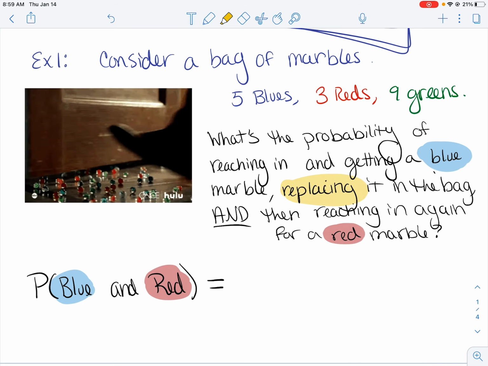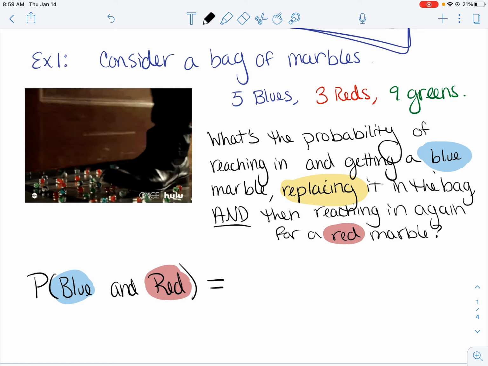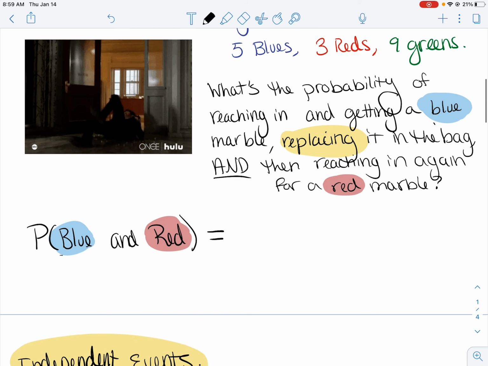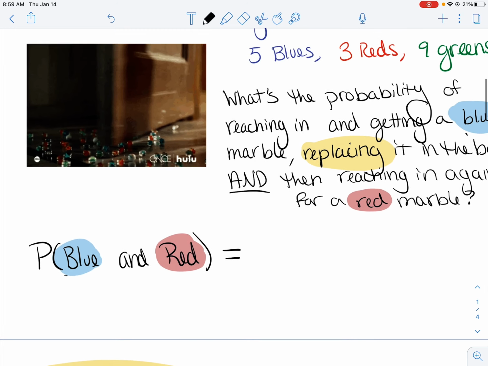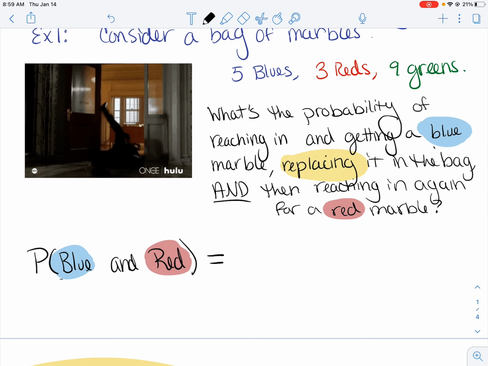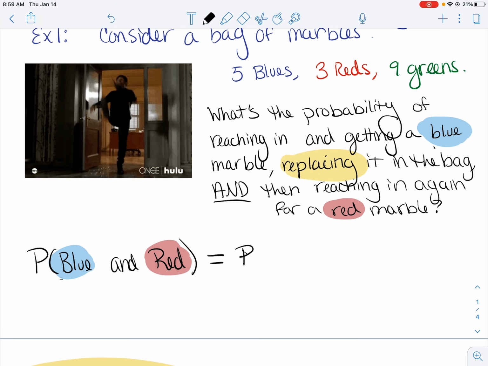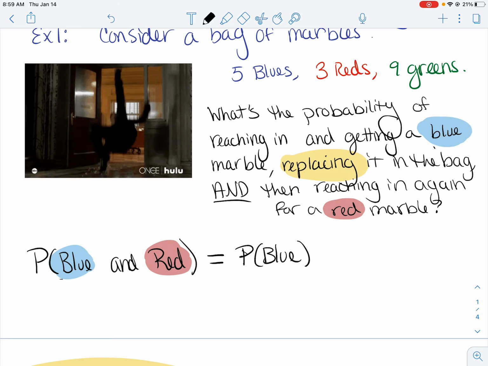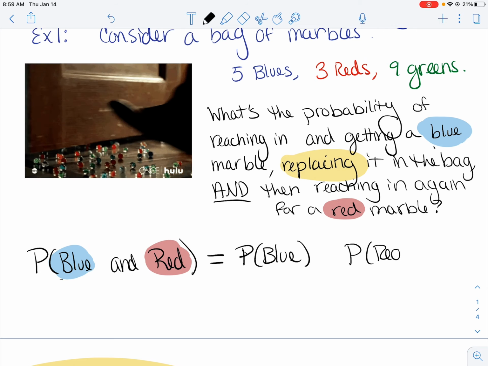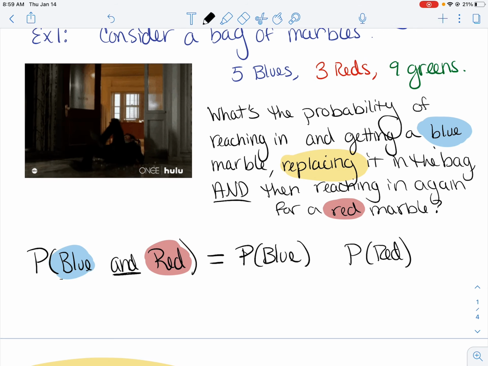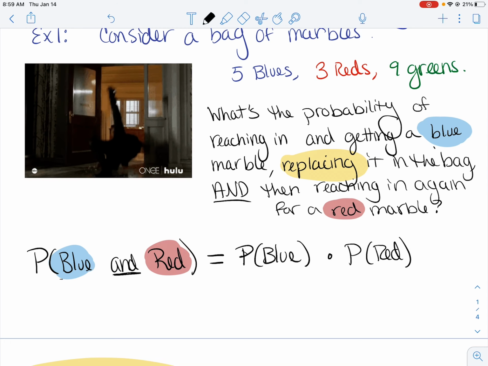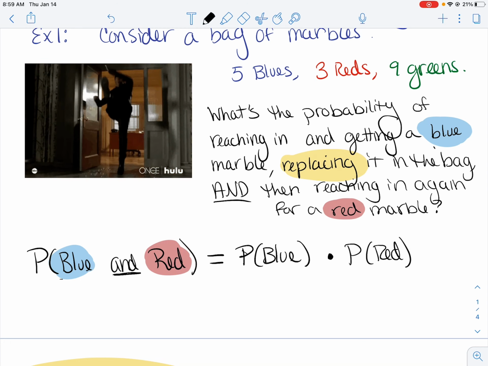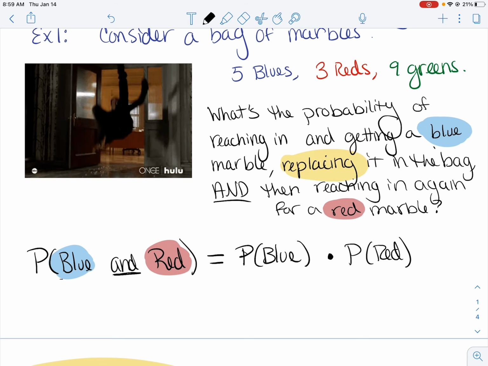So when we do this type of probability, I've set it up down here. We want to find the probability of getting a blue, and then the probability of picking a red marble. So just like we did before, we're going to find the probability of those two things separately. So we're going to figure out, okay, what's the probability of me getting a blue marble? What's the probability of me getting a red marble? And then because it says and, because it's two separate actions, I am multiplying those together instead of adding them, okay?